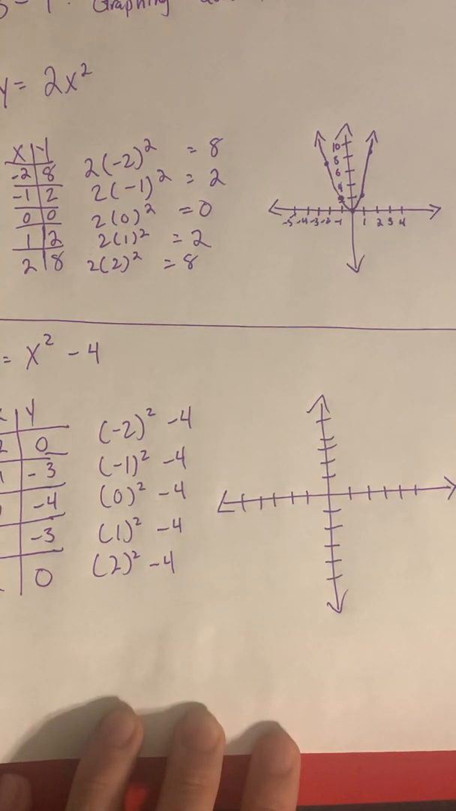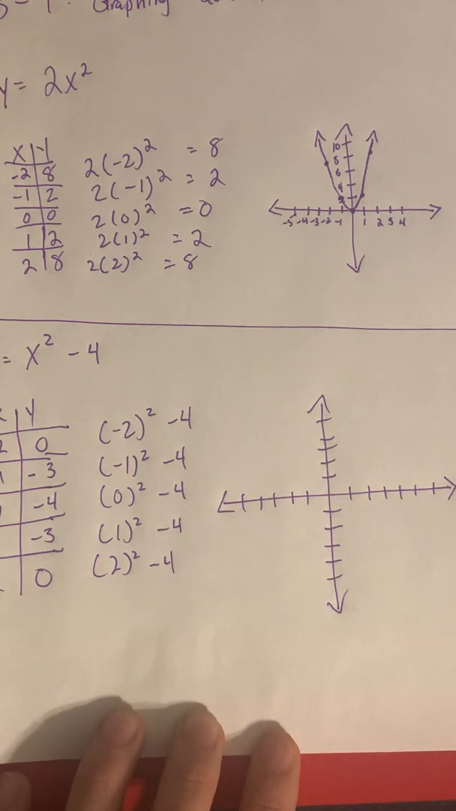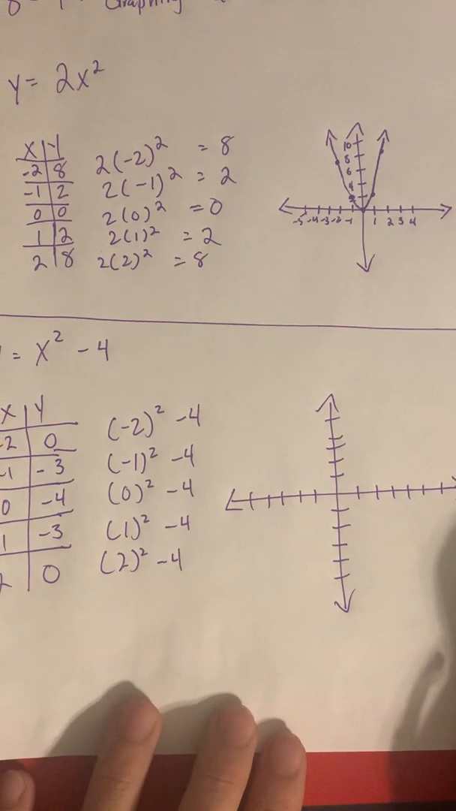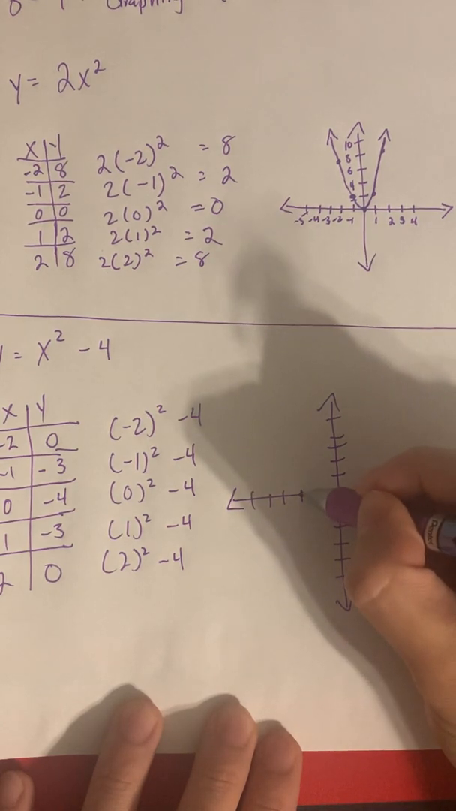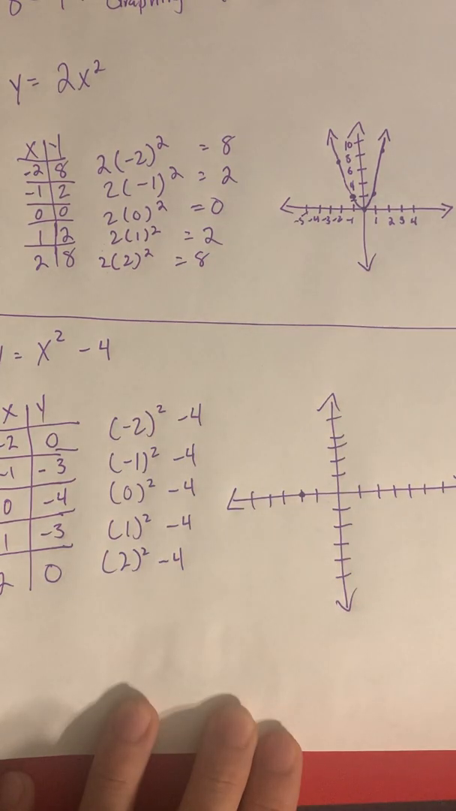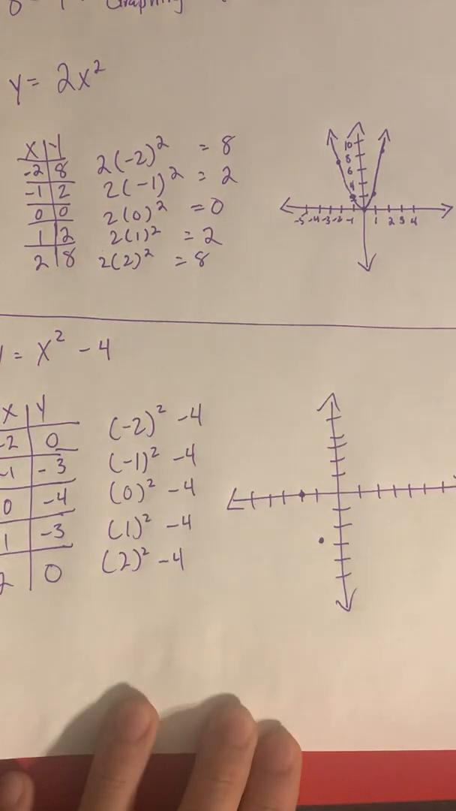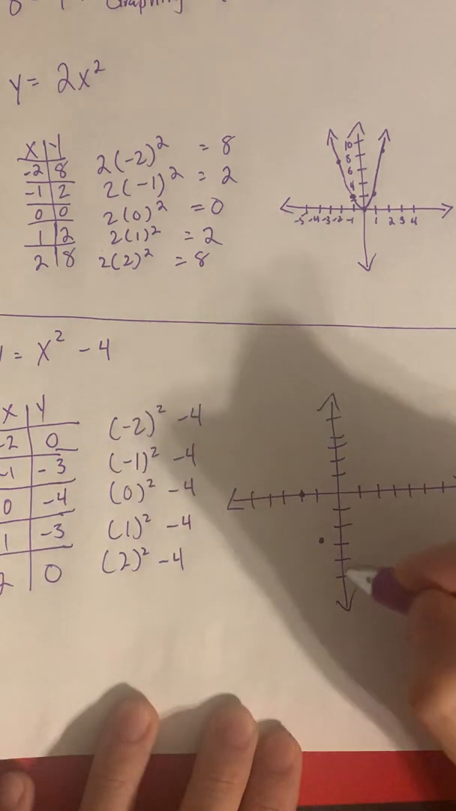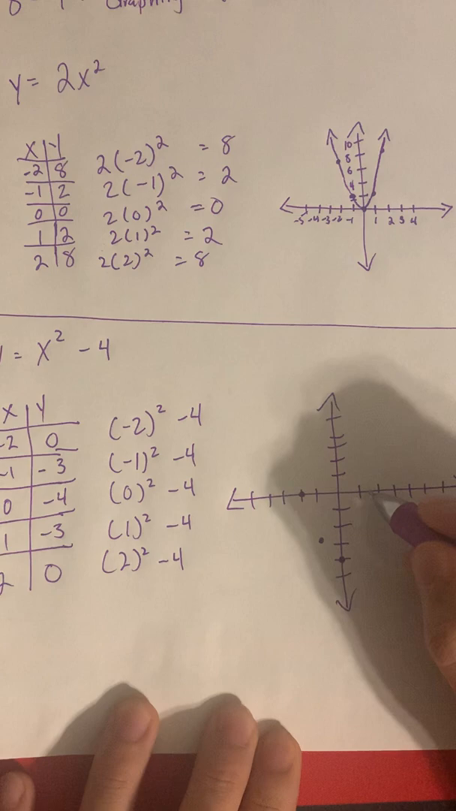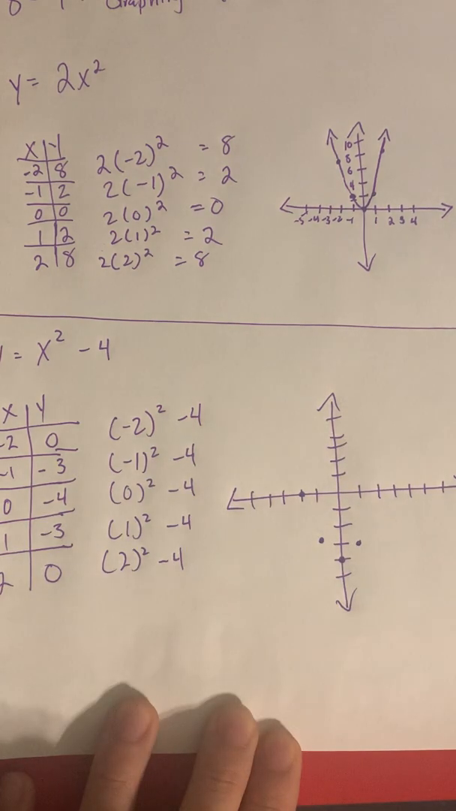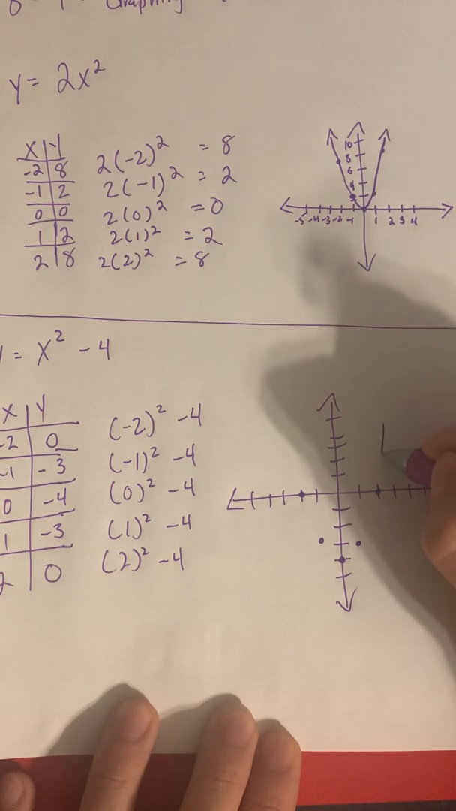All right, so each one is going to be 1. Our first point is (-2, 0), so negative 2, 0 is right here. Then (-1, -3) is right here. (0, -4) is right here. (1, -3), and then (2, 0) right here. So let's connect all of our dots.